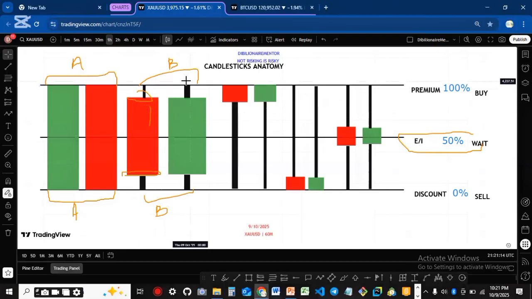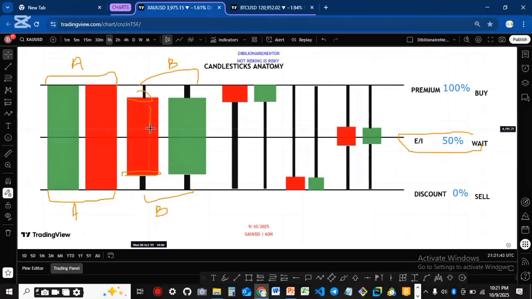All right, so of course, I've told you guys, it's not really about the color. The color is just for beginners, just for easy assimilation, to be able to distinguish between a sell or a buy. But it does not necessitate that anytime you see a red candle, you sell. No, you have to understand what the candle itself is saying.